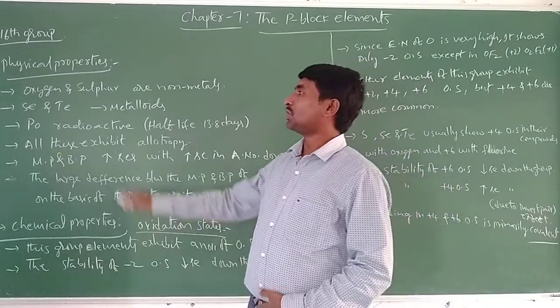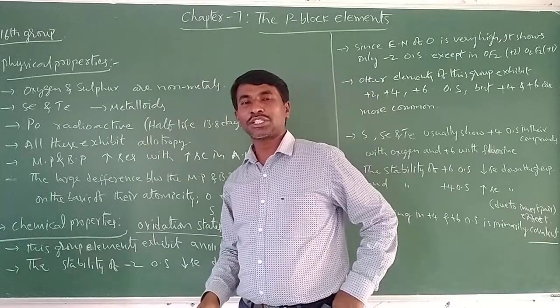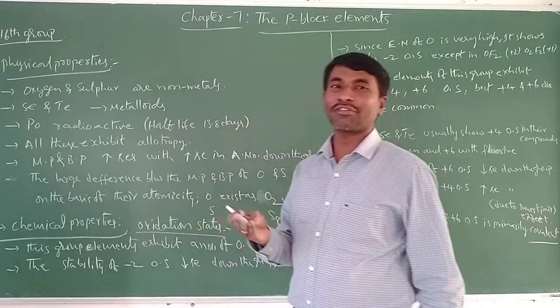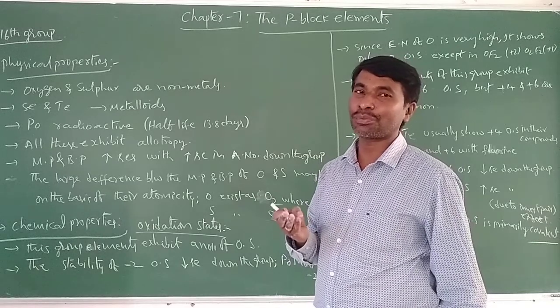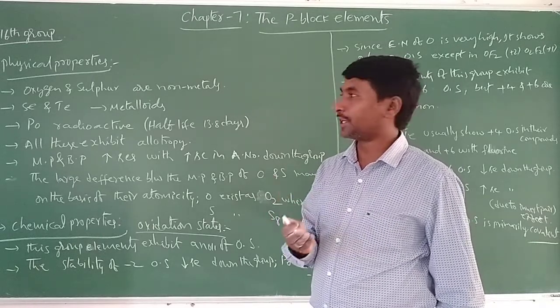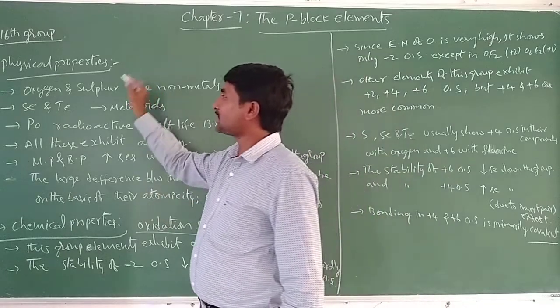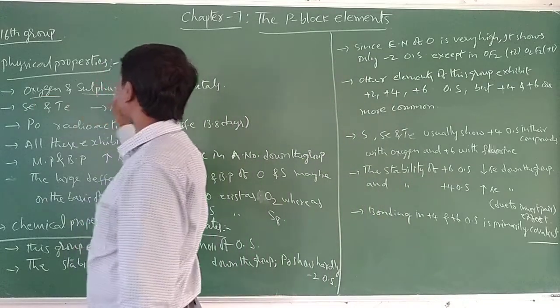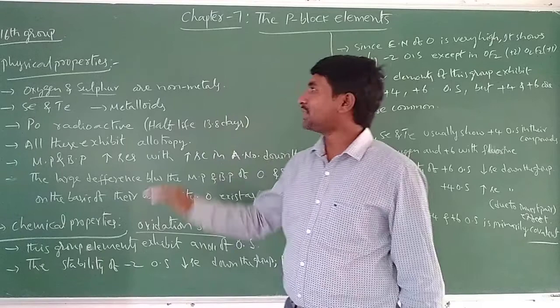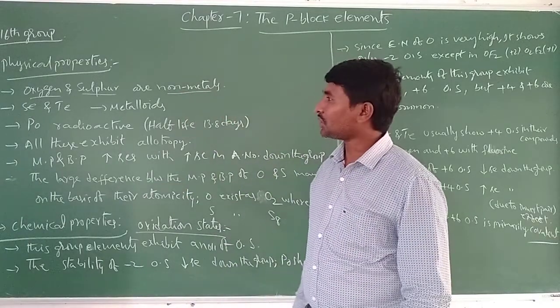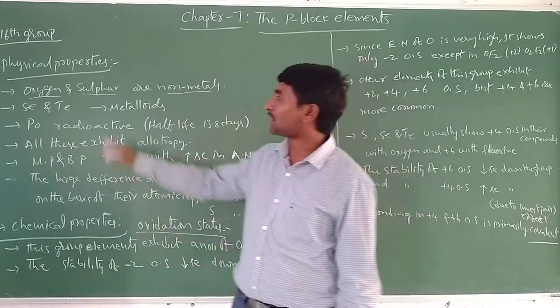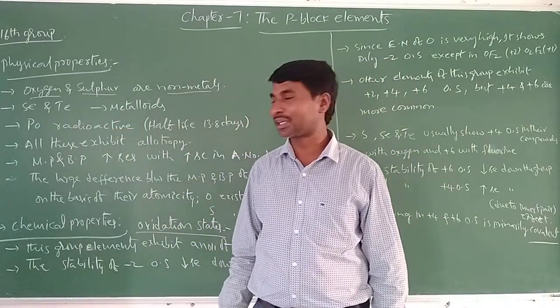So you know what the 16th group elements are: oxygen, sulfur, selenium, tellurium, and polonium. In this group of elements, oxygen and sulfur are non-metals.